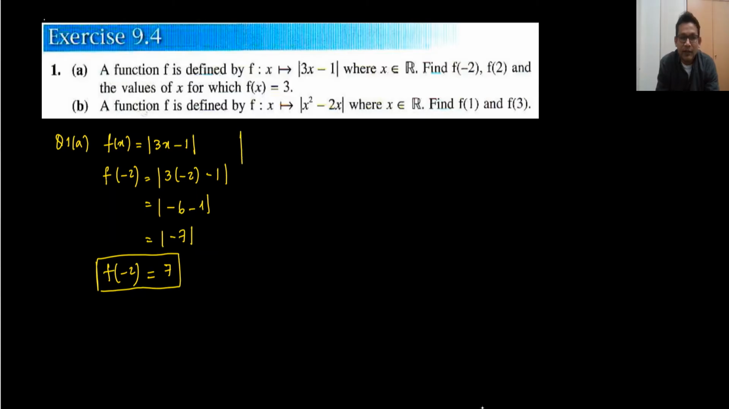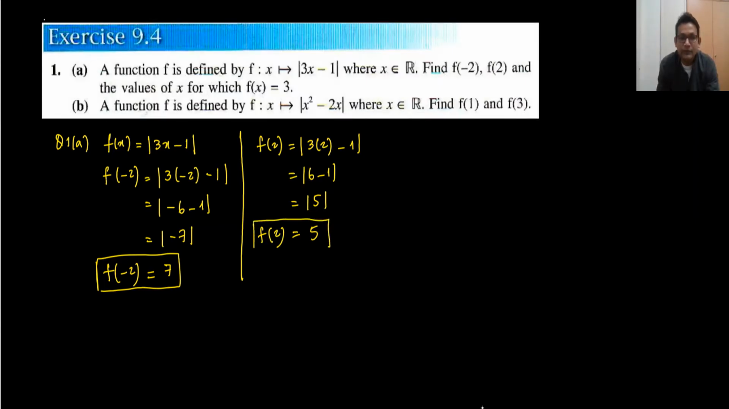Let me check the second part, which is f of 2. When we substitute the value in the given function, it is 3 times 2 minus 1. 3 times 2 is 6, minus 1, and it's coming 5. And 5 is already positive, so we write it as positive. So f of 2 is 5. This is the part we have done.